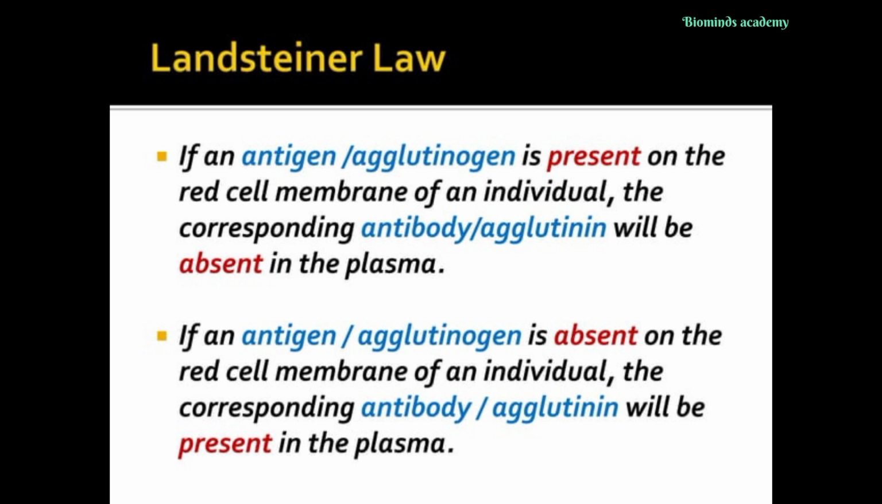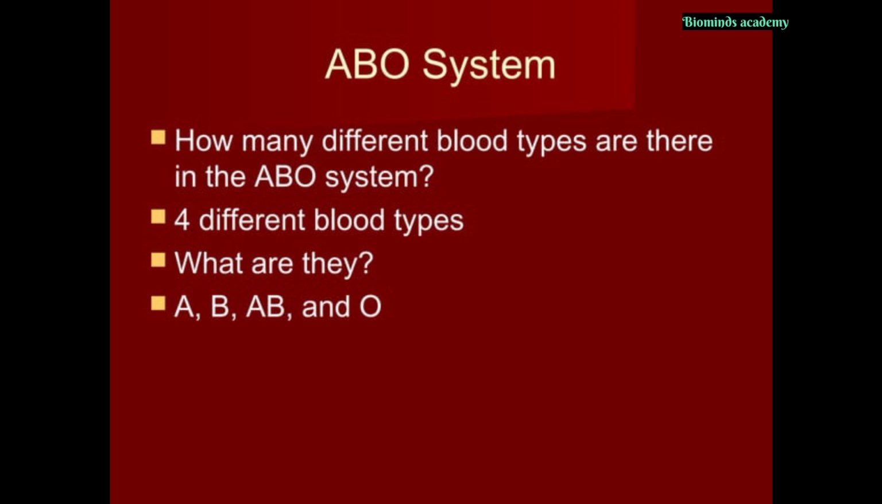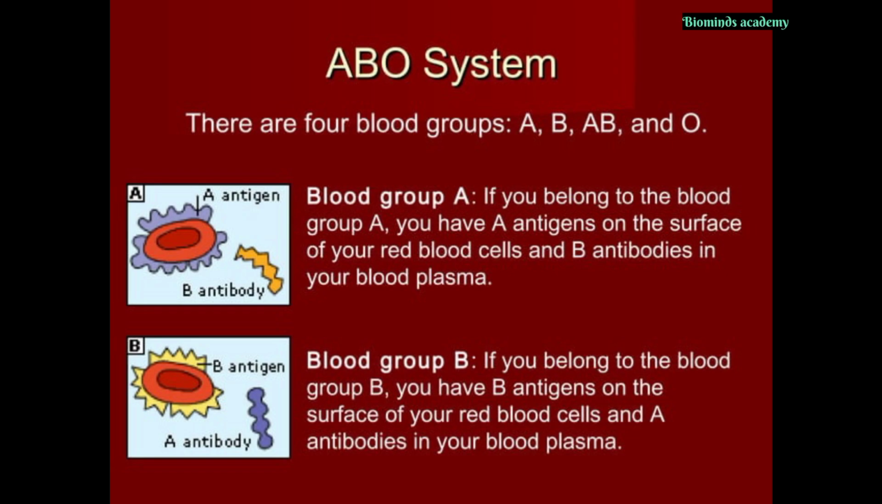Or if an antigen is absent on the red cell membrane of an individual, the corresponding antibody is present in the plasma. In the ABO system, A and B are antigen glycoproteins found on the surface of a person's RBC, and O indicates no antigen present. Do you know how many different blood types are present in the ABO system, and which are they? There are 4 different blood types. They are A, B, AB and O type. There are 4 blood groups.